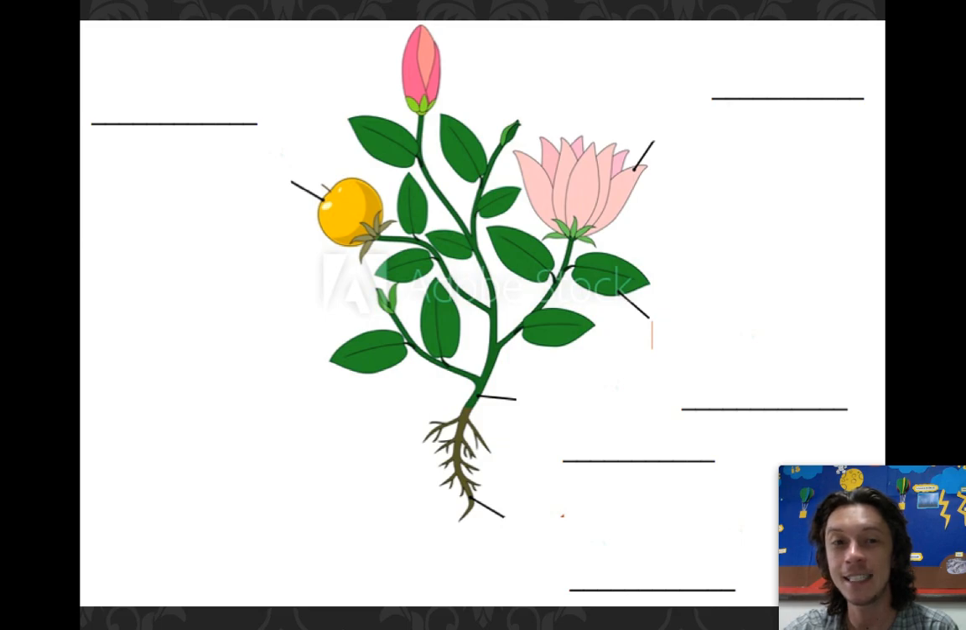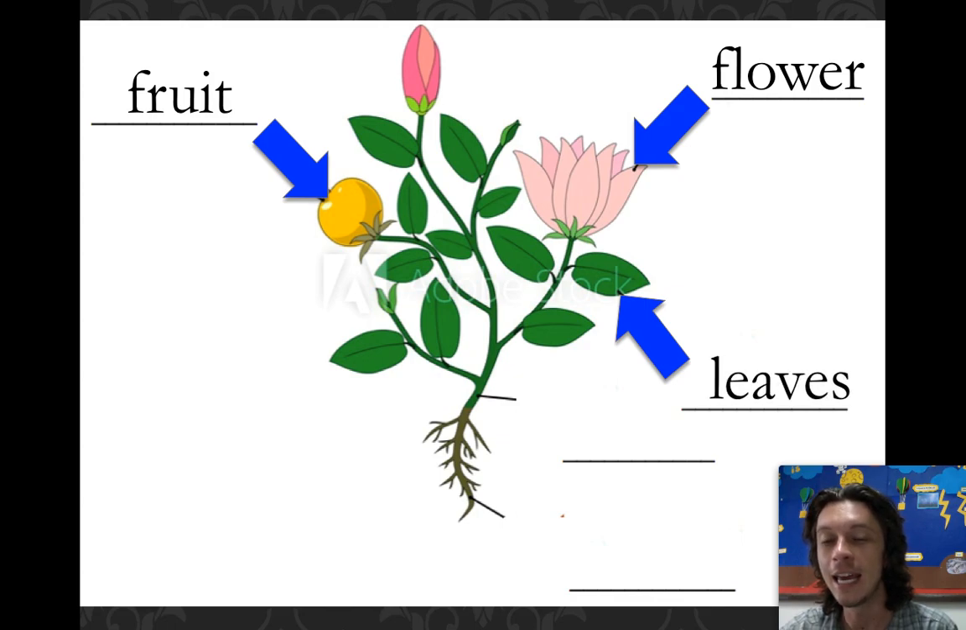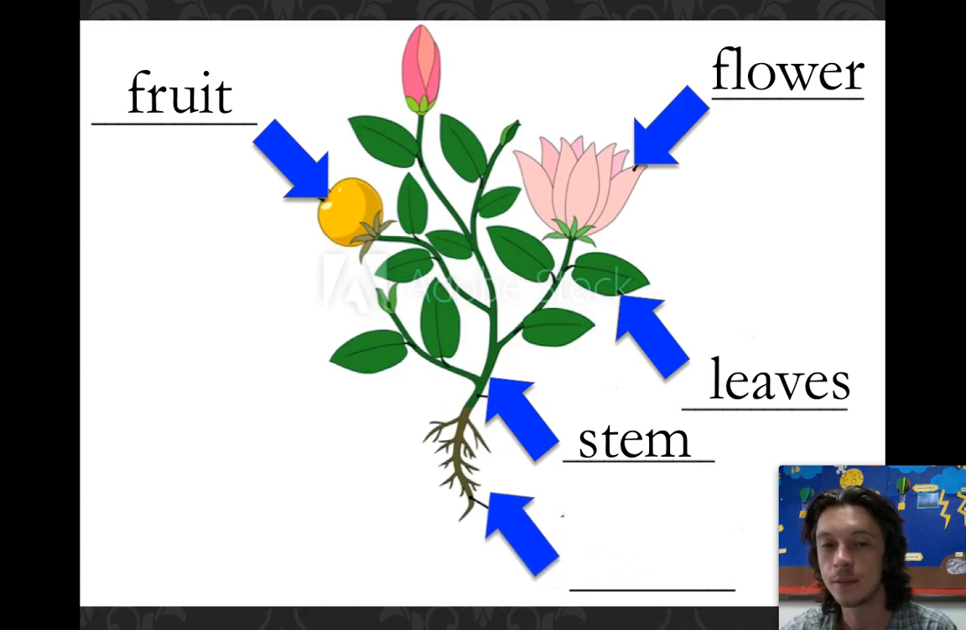Let's have a test. Number one, fruit. Number two, flower. Number three, leaves. Four, stem. And five, roots. Fruit, flower, leaves, stem, and roots.